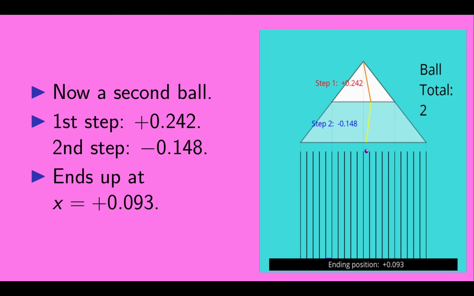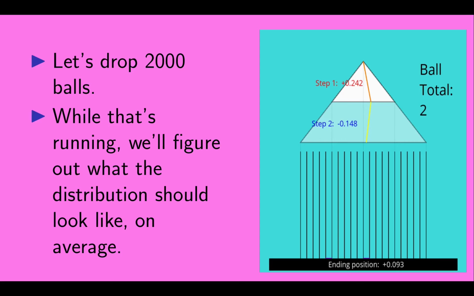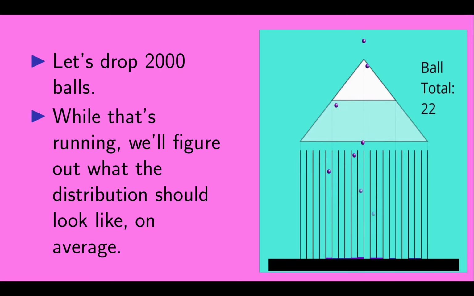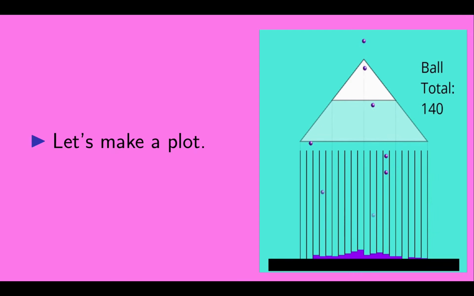Now we drop a second ball. Its first step was plus 0.242, and its second was minus 0.148, so it ended up at x equals 0.093. Okay, now let's drop 2,000 balls. And while that's running, we'll figure out what the distribution should look like on average. Let's make a plot.